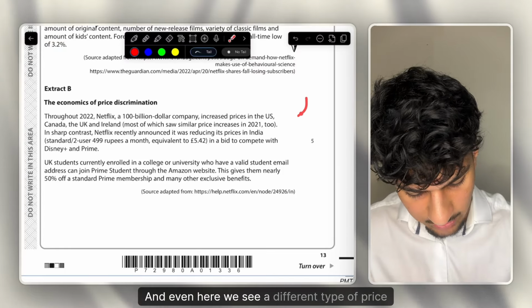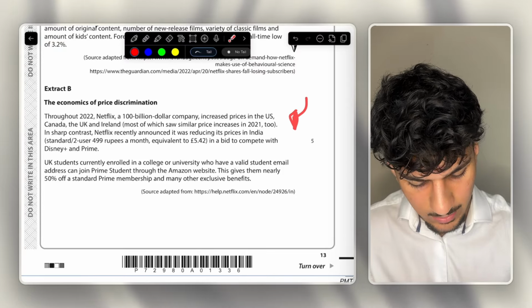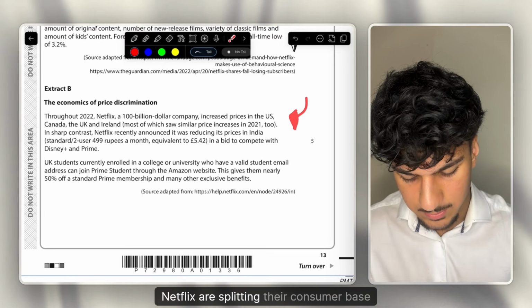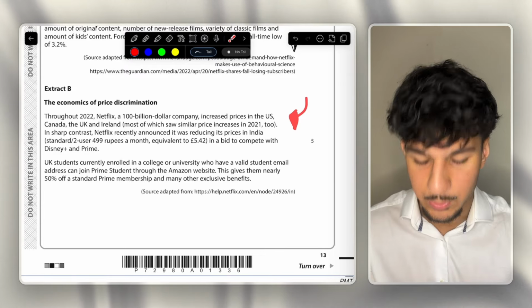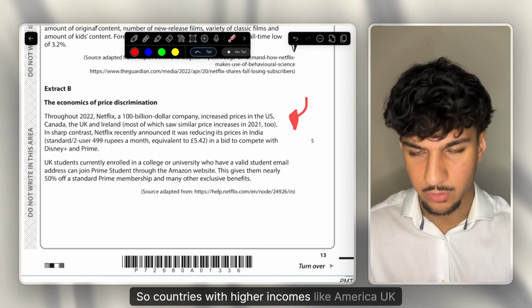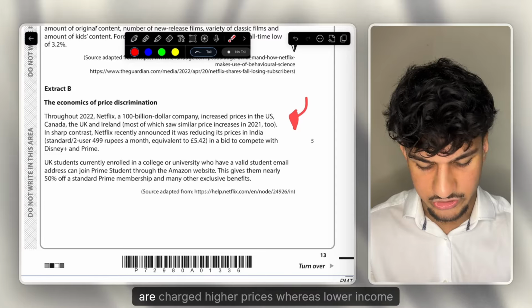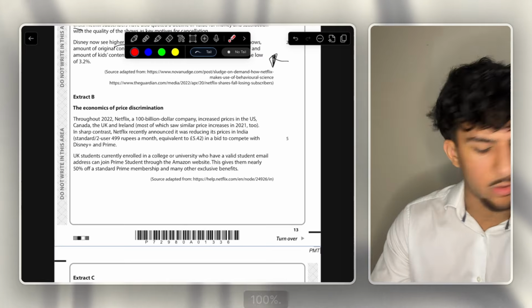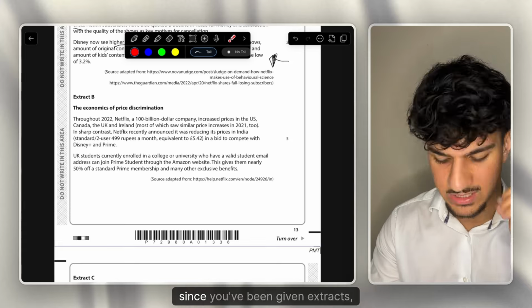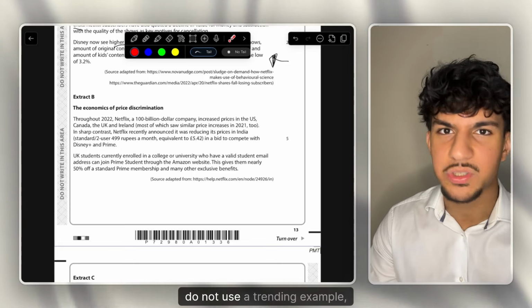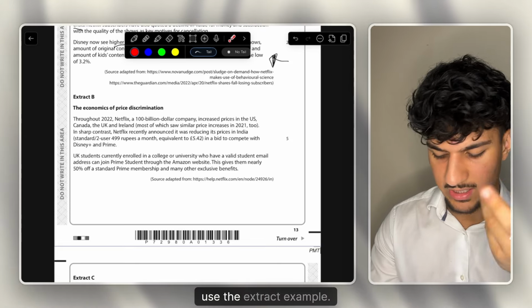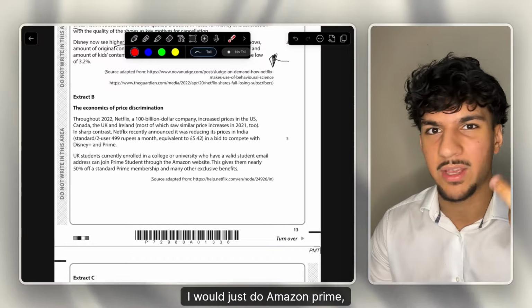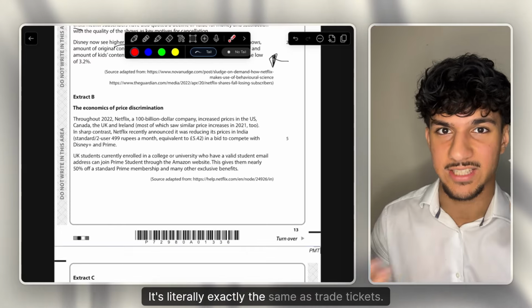And even here, we see a different type of price discrimination, where Netflix are splitting their consumer base between countries. So countries with higher incomes like America and the UK are charged higher prices, whereas lower income countries like India are charged lower prices. 100%, since you've been given extracts, do not use the train ticket example. Use the extract example. I would just do Amazon Prime. It's the easiest. It's literally exactly the same as train tickets.